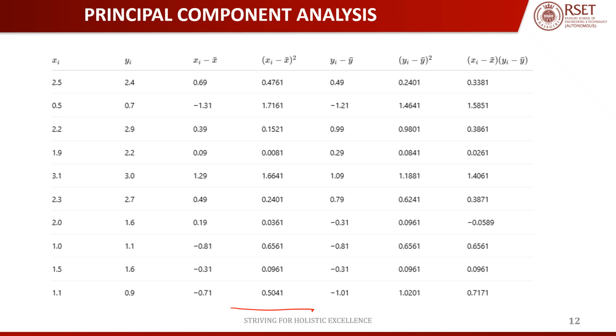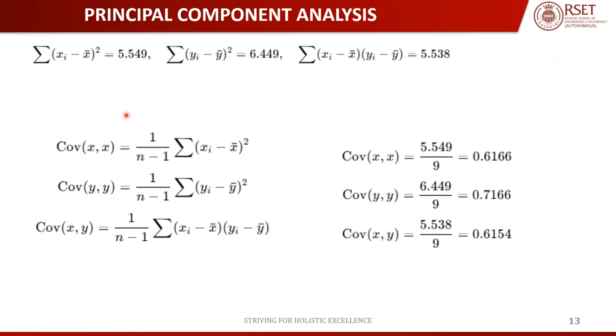You need to sum the value xi minus x bar the whole square, the value yi minus y bar the whole square, and also this value. After summing, you have the values 5.549, 6.449 and 5.538, and using these values you can find the covariance of xx. It is equal to the summation of xi minus x bar the whole square divided by n minus 1. Here n was equal to 10, so it would be 9. So just divide and get covariance of xx. Similarly, get covariance of yy and covariance of xy, which will be the same as covariance of yx.